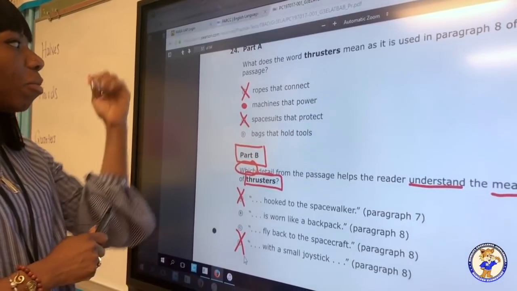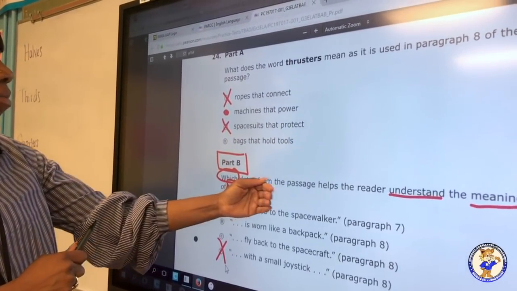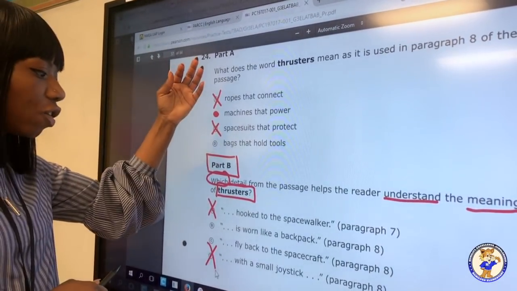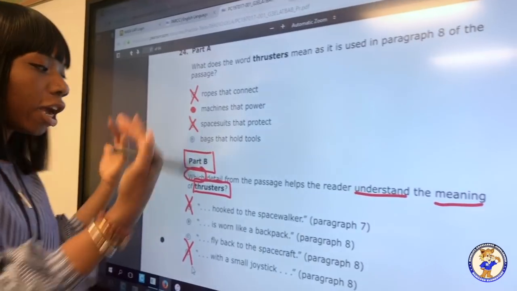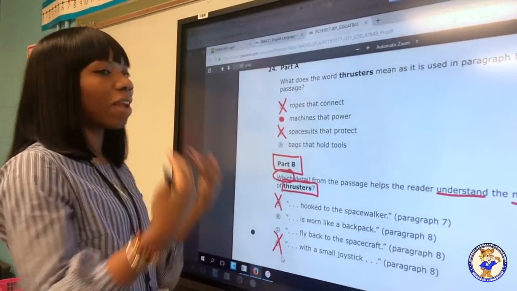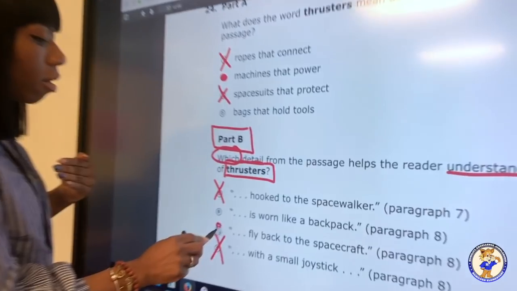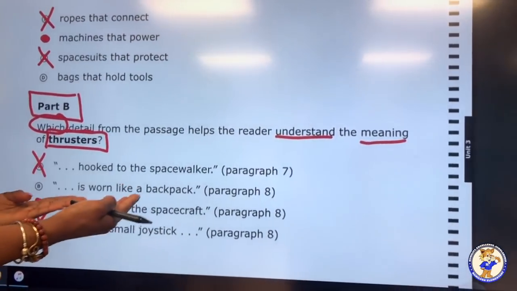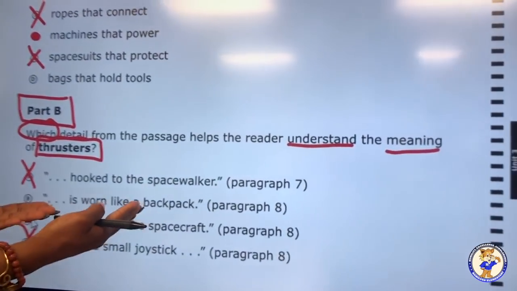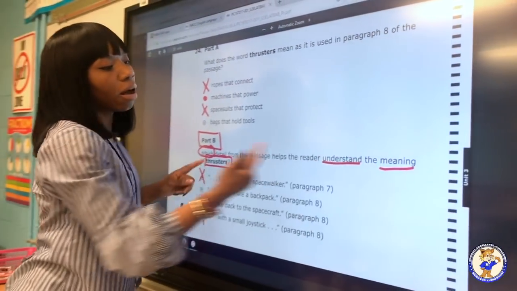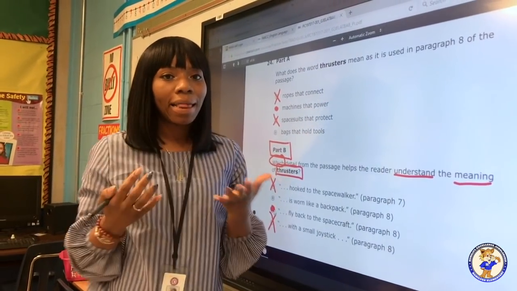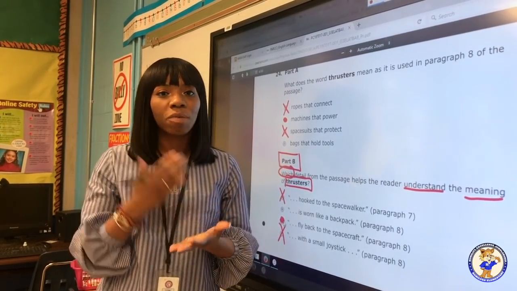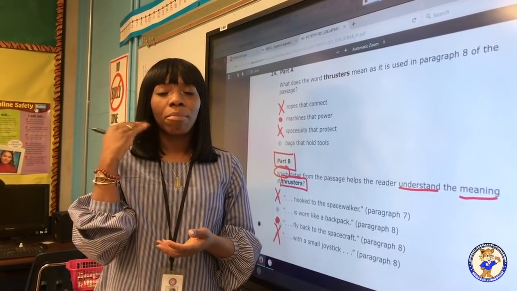So I need to take a moment. It must help the reader understand the meaning of a thruster. And in the passage, if I were to stop and go back, it told me that the thrusters would help me fly back. So my best choice would be to fly back to the spacecraft. Yes, it is worn like a backpack, but that does not tell me the function or the meaning of the word thrusters. Again, these are important tips that will help my students and any ELA students from 2nd grade on up through middle school and high school.